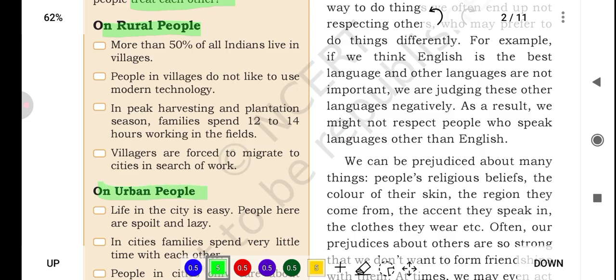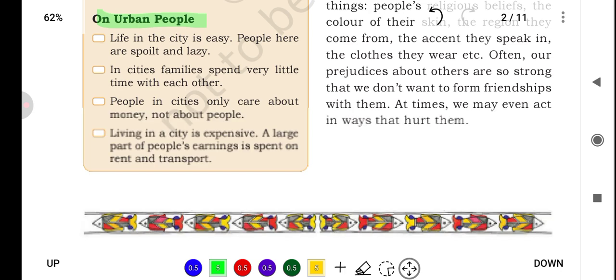What are the prejudices? Life in the city is easy. People here are spoiled and lazy. In cities, families spend very little time with each other. People in cities only care about money, not about people. The next point is living in a city is expensive. A large part of people's earning is spent on rent and transport.